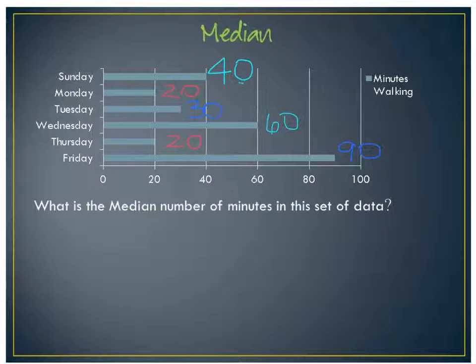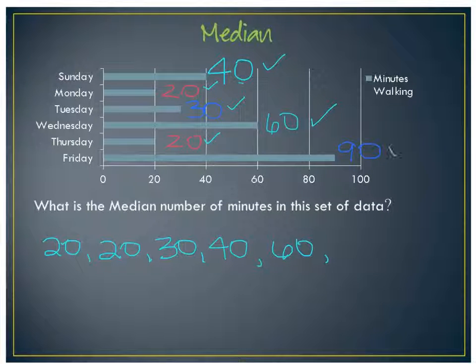Once I have each of these labeled, now I can go ahead and list them from least to greatest. So my smallest number was 20, and I like to check each one off so that I can make sure I don't miss any. Now, we have another 20. We cannot ignore the other 20. We have to list both of them. Next is 30, and then 40. And then we have 60 and 90.